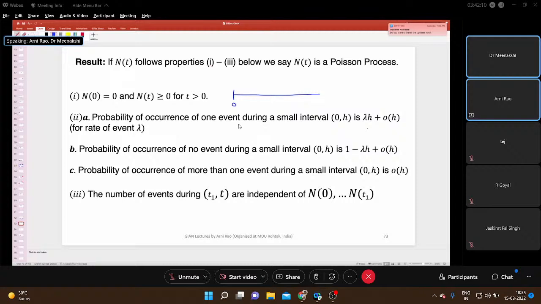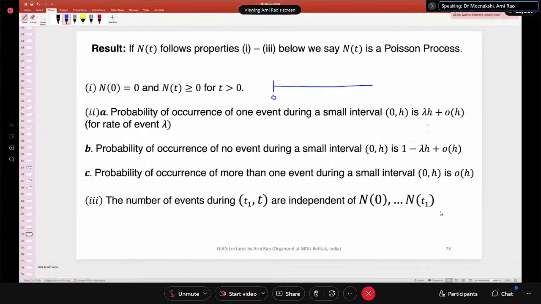Excuse me, sir. I'm asking about more than one event during a small interval. As one event, more than that is negligible. What could be the other event? More than one event is order of h. That means if you define one event as one sixer, then more than one sixer is ignored. If the event is 10 sixers as one event, then more than 10 sixers are ignored. It depends on the way you want to define an event.